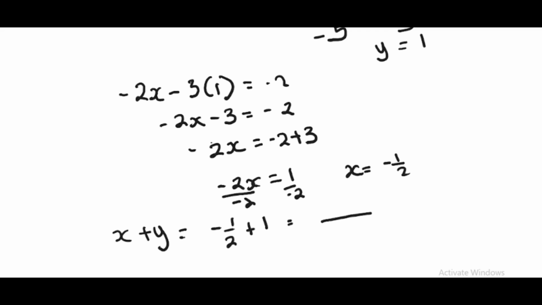So when you take LCM, 2 into 2 gives you 1, times minus 1, you have minus 1. 1 into 2 is 2. 2 times 1 plus 2. So minus 1 plus 2 will give you 1 over 2. And that's our answer. So I believe you understand fully.